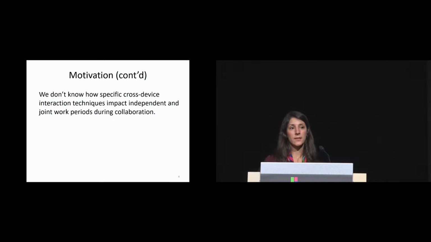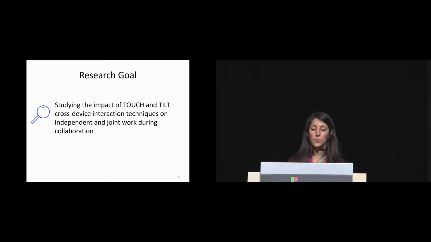Something that we do not know as a research community is how specific cross-device interaction designs impact the ability of team members to engage in parallel and group work periods that happen during collaboration. So in this work, our research goal is to examine the impact of two specific cross-device interaction techniques called touch and tilt on independent and joint work periods that happen during collaboration. Touch and tilt were modeled based on existing techniques from the literature, and each one offered different levels of support for independent and joint work periods.